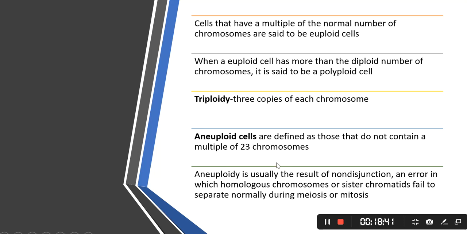Aneuploidy is usually the result of non-disjunction. When they were supposed to get separated, they did not get separated. They stayed joined together in the process of meiosis and mitosis. That is called non-disjunction. Because of that, homologous chromosomes or sister chromatids fail to separate and are joined together at that place, so the count did not come out to 46, it comes out to either 45 or 44 or something like that. That is why that is an aneuploidy.